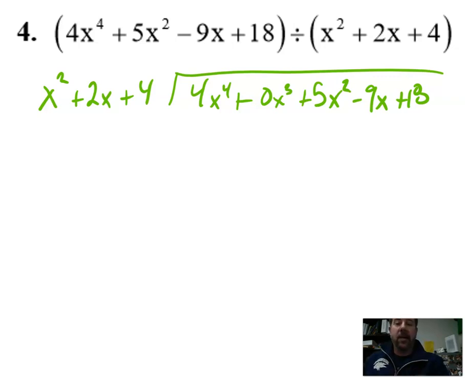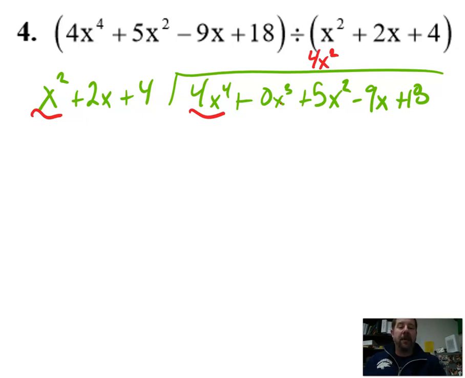All right, now we're going to start with the fronts. What do I have to multiply x squared by to give me 4x to the fourth? Hopefully you said 4x squared. And again, because this is 3 terms deep now, I have to put my answer 3 terms deep. Again, lining up like terms. These are little ways to organize your work to make sure that you're doing it properly.